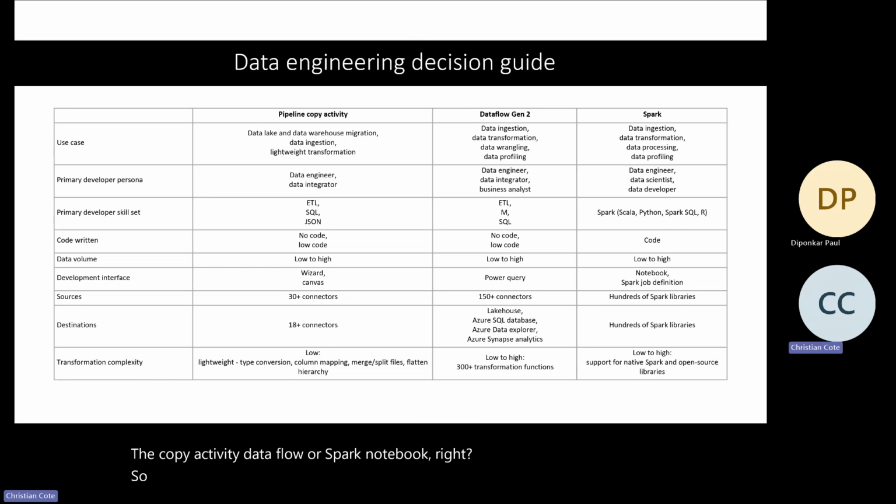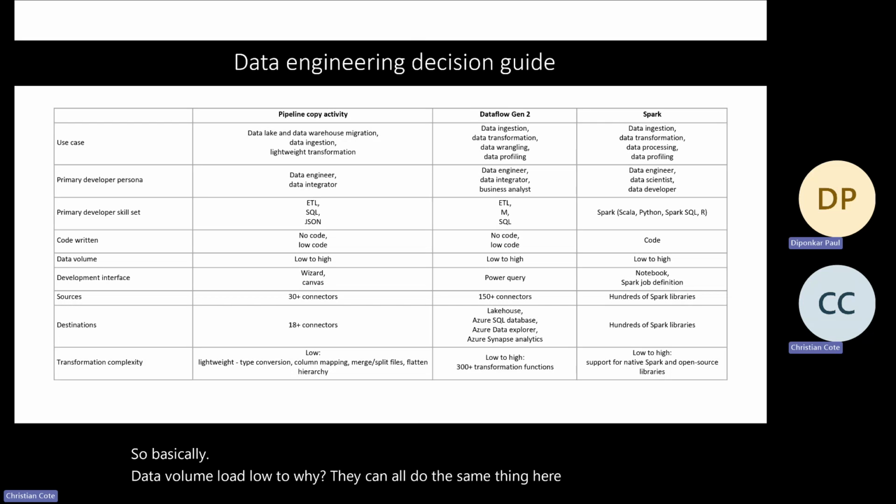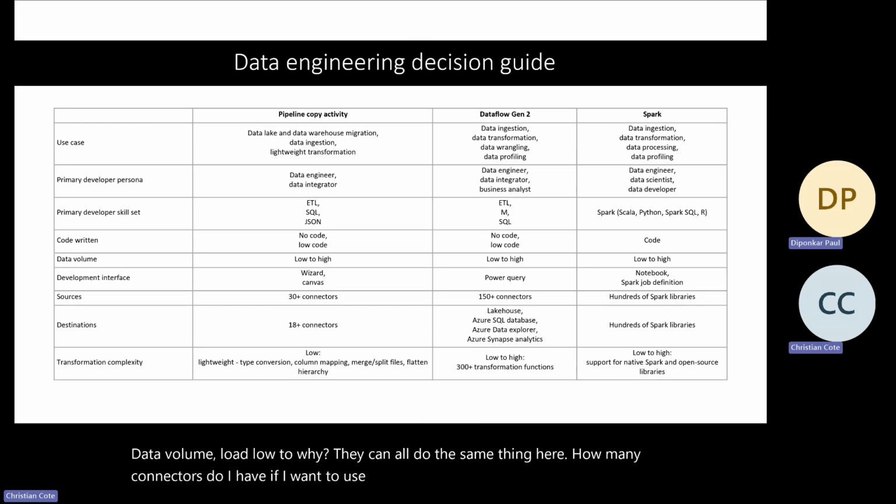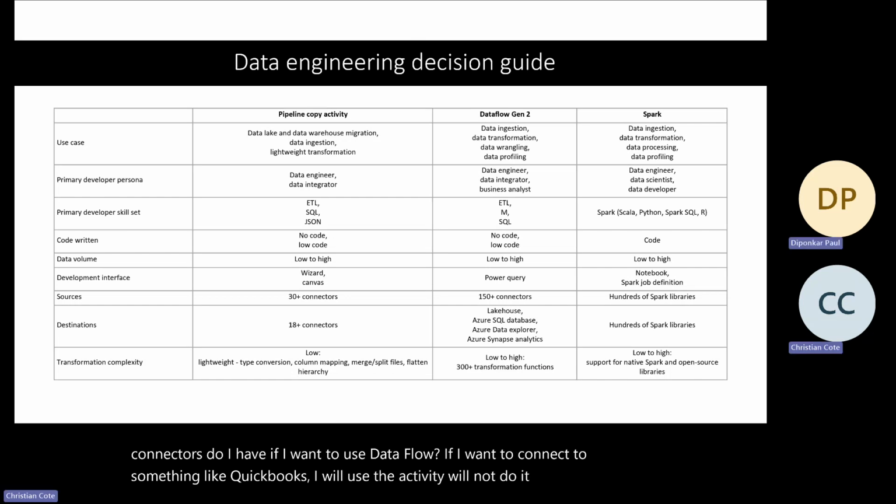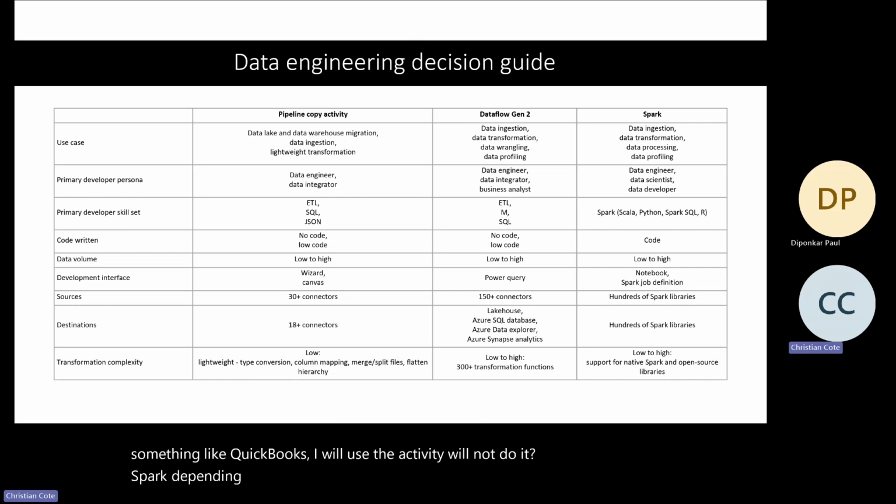So basically, data volume, low to high, they can all do the same thing here. How many connectors do I have? If I want to connect to something like QuickBooks, I will use the data flow. Connectivity will not do it. Spark, depending on what I brought into my data lake, right? So destination here, we have a lot, but the most important here is this one.